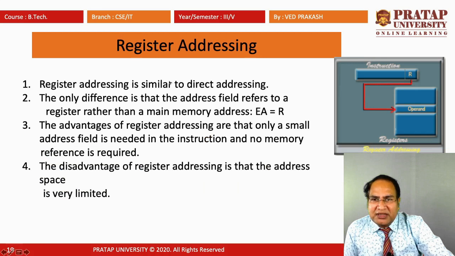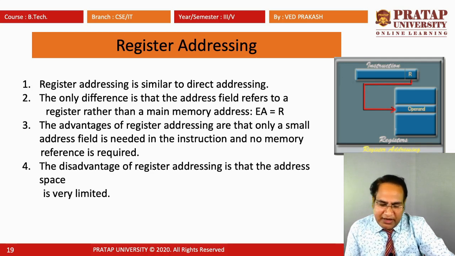The next addressing mode is register addressing mode. The register addressing mode is similar to direct addressing mode. The only difference is that the address field refers to a register rather than a main memory address. The advantages of register addressing are that only a small address field is needed in the instruction and no memory reference is required. The disadvantage is that the address space is very limited.